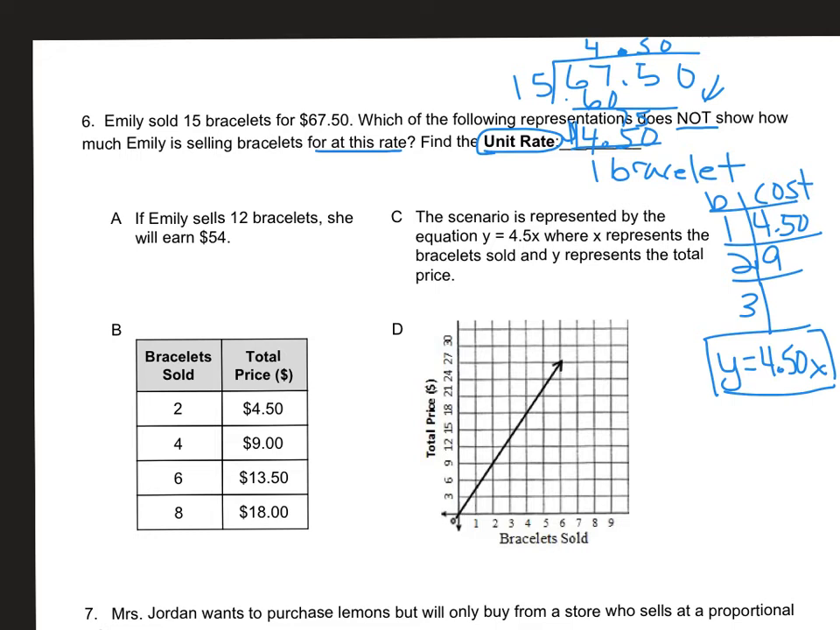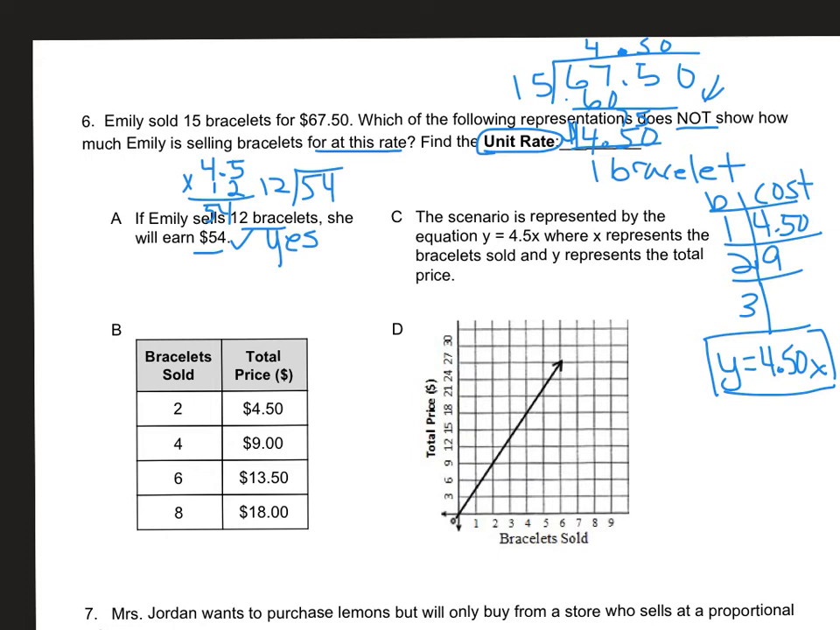Okay, so let me go and look. Here it says Emily sells 12 bracelets and she makes $54. Well, since I know my unit rate, let me multiply $4.50 times 12. When you take the opportunity to do that, you'll see that you get $54. So this is a yes. This shows that Emily is selling the bracelets at this particular rate of $4.50. Okay? You could have also taken the $54 and divided that by 12.